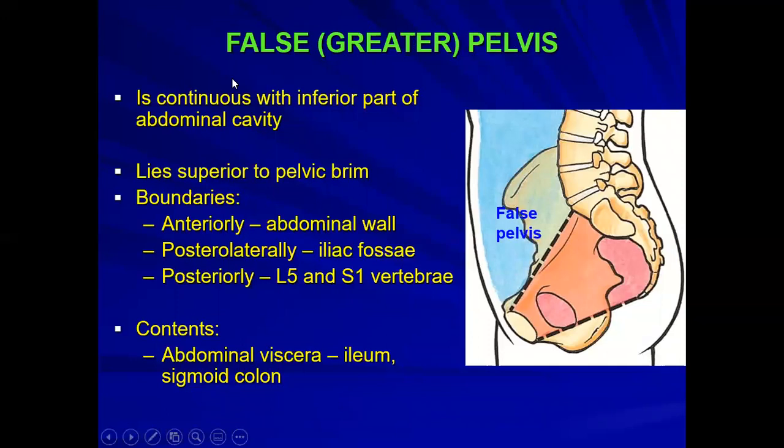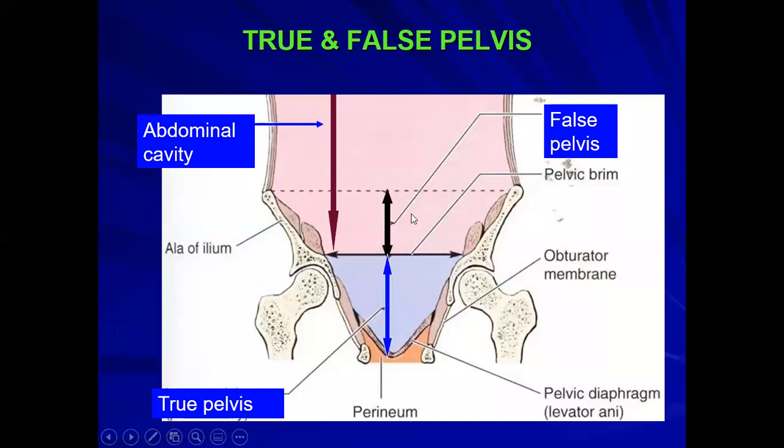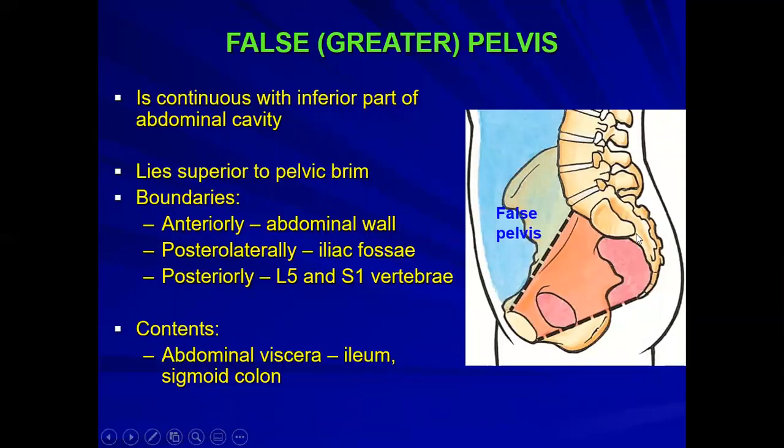Okay, so we're going to discuss the false pelvis first. The false pelvis is the greater pelvis. It's a continuation of the inferior part of the abdominal cavity. This is the false pelvis, and this is the true pelvis. It lies superior to the pelvic brim, above the pelvic brim. What are the boundaries of the false pelvis?